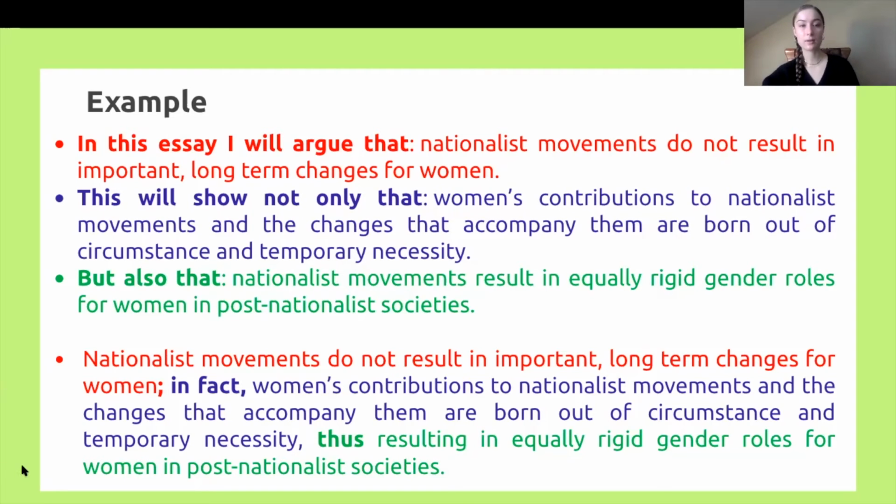Okay, so moving to the completed revised thesis, note that this entire first skeleton piece is taken out, right? Like I said, you're going to do that every single time. So that one's taken out. And then I've bolded the transitions that I chose instead of keeping word for word these exact transitions, right? So I chose the transitions in fact and thus. So let's read through this. Nationalist movements do not result in important long-term changes for women. In fact, women's contributions to nationalist movements and the changes that accompany them are born out of circumstance and temporary necessity, thus resulting in equally rigid gender roles for women in post-nationalist societies.